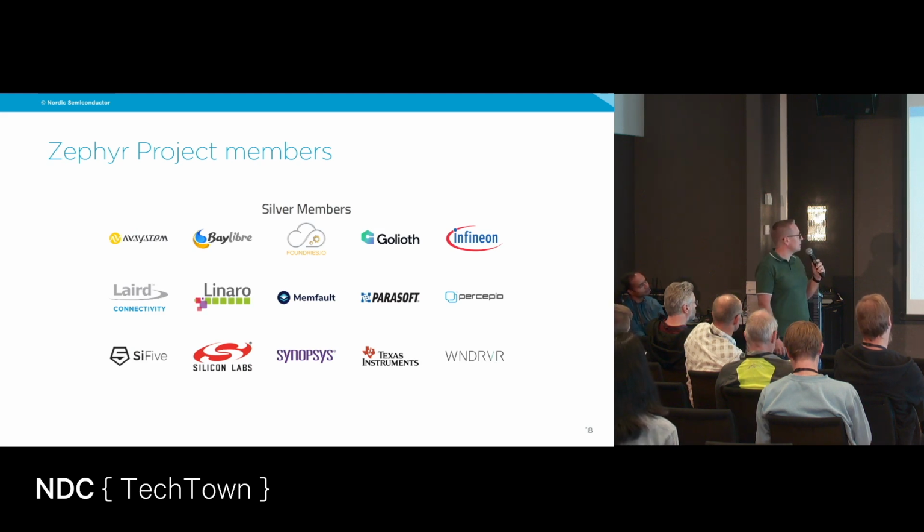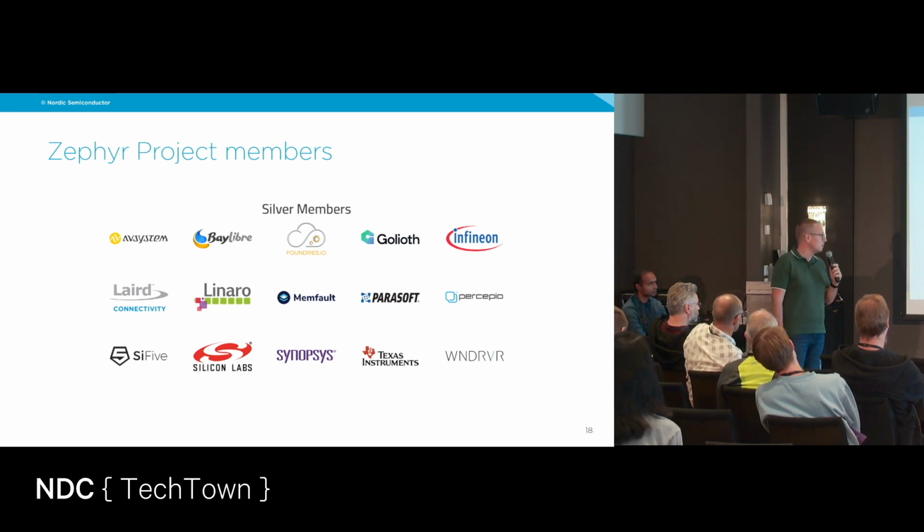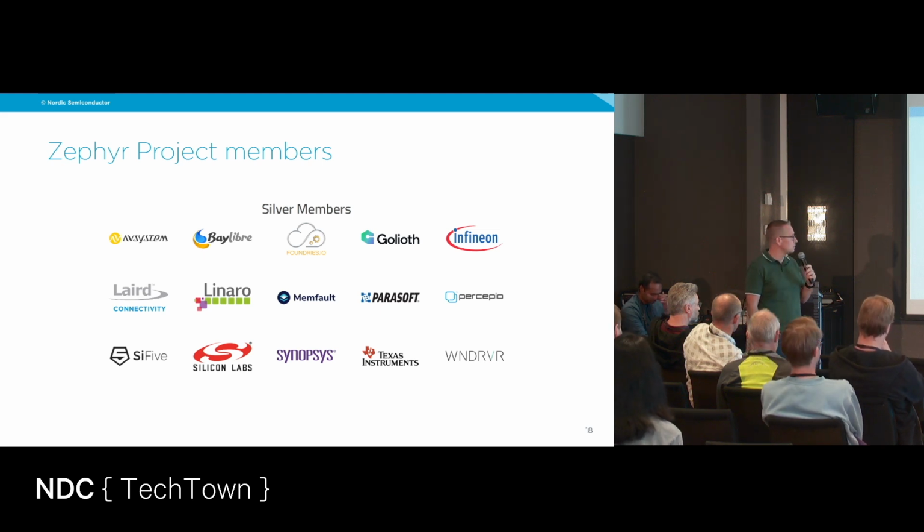Silver members, I'm not going through all of these, but you have Infineon, Silicon Labs, Texas Instruments. So we have most of the big silicon vendors. It's just ST and Microchip that I think are missing from this, but I know ST is quite active in this project also. SiFive, they're making RISC-V MCUs. I can also mention Linaro, which is the organization that made Linux useful on application processors, and they are also trying to do a similar job here.